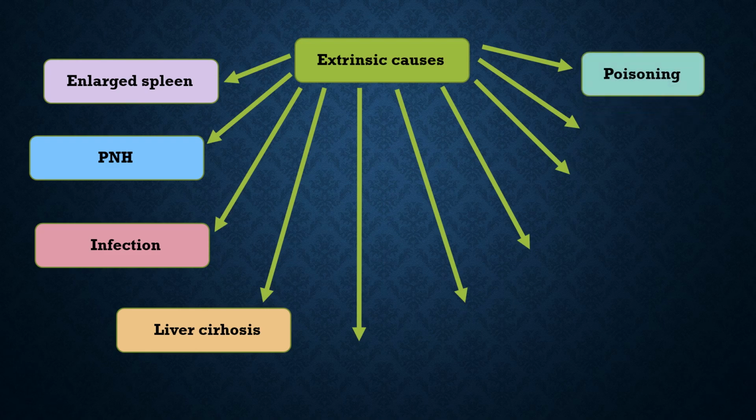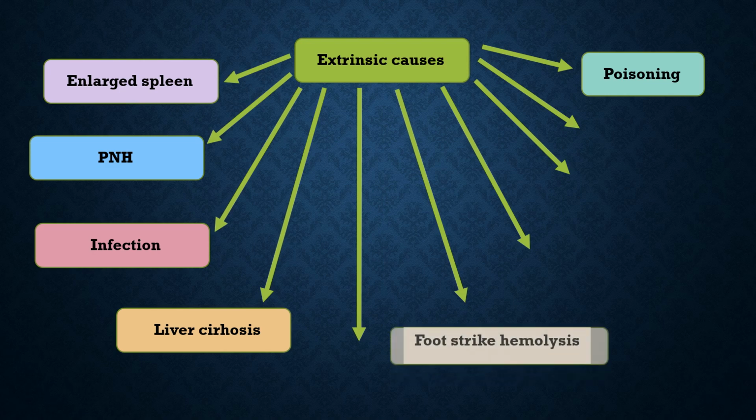Next comes poisoning. Lead poisoning causes non-immune hemolytic anemia. Lead poisoning, remember. Poisoning with arsine, A-R-S-I-N-E, arsine, and stibine, S-T-I-B-I-N-E, also causes hemolytic anemia. So, lead, arsine, stibine, three poisonous substances can cause hemolytic anemia.